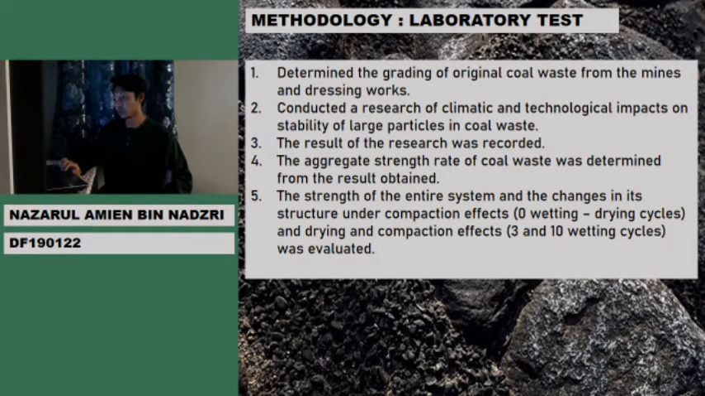Third, we record the result from the research. Next, the aggregate strength rate of coal waste was determined from the result obtained. We can determine the result by referring to the graph. And lastly, the strength of the entire system and the changes in its structure under compaction effects and drying compaction effects were evaluated. So that's all for the procedure of the laboratory test. For the next methodology, my group members will continue.